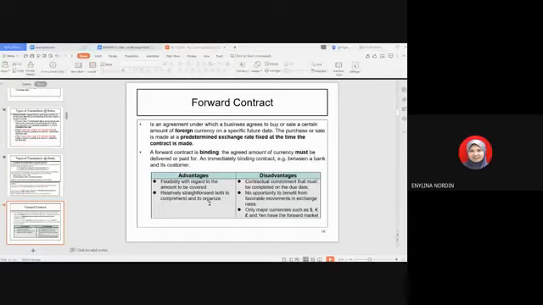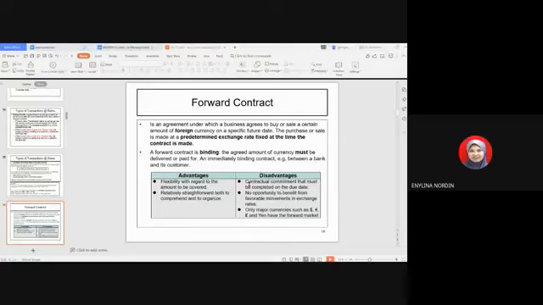So this is normally used by the company when the company forecasts that the home currency is going to depreciate. Why is that? If they do the import, they don't have to pay more in home currency. They will follow the exchange rate that is agreed or specified in the forward contract.